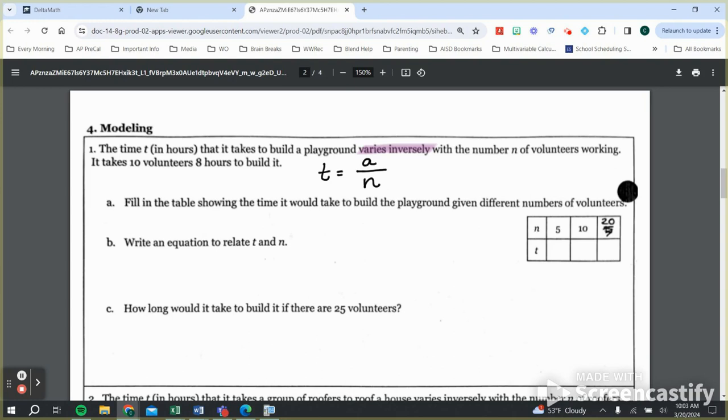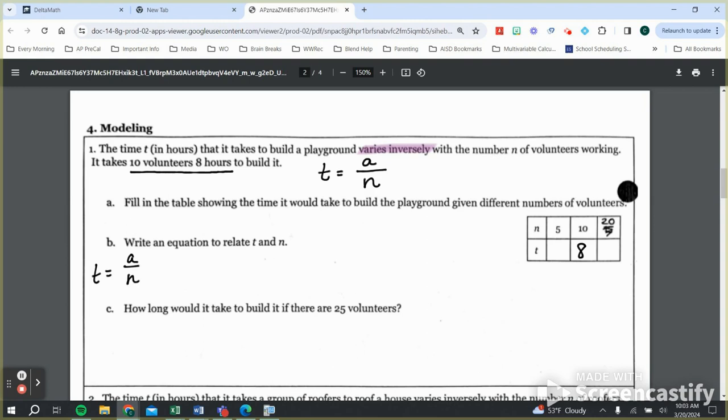It says fill in the table showing the time it would take to build a playground given different numbers of volunteers. Well, it says it takes 10 volunteers 8 hours to build it. So we know that this is going to be an 8 here. Well, we've got to figure out for 5 and for 20. So let's write an equation, right? Which we already did up here. We have t is equal to a over n.